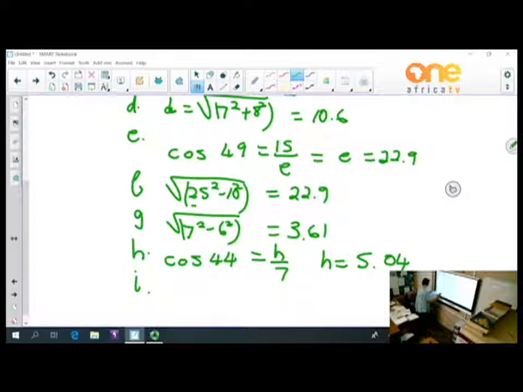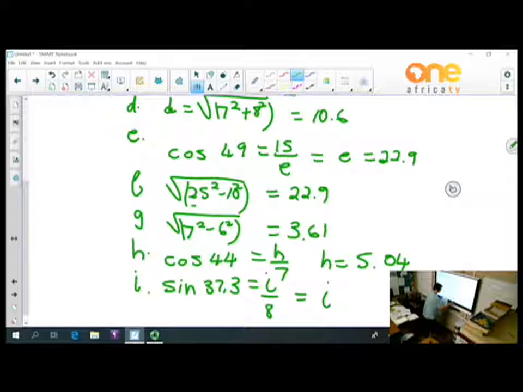I. Which function? This time it's sine. Sine 37.3 is equal to I over 8. Which method? Top times. So 8 times sine 37.7 is equal to 4.89.